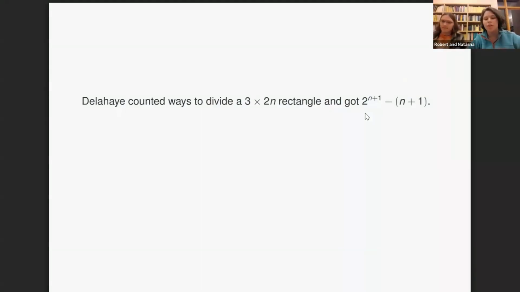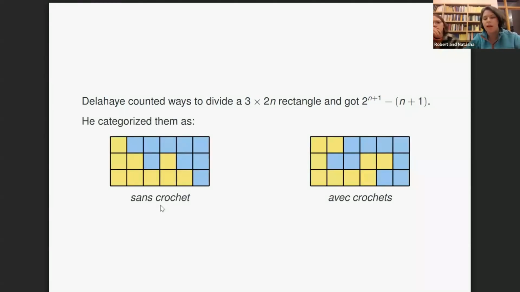So when he counted the 3 by 2n rectangles, he got 2 to the n plus 1 minus n plus 1, which is a very nice, simple formula. A little more complicated than the 2 by n, which is n over 2, but still very nice and simple. And the way he did this was he broke it up into 2 separate categories. There was sans crochet and avec crochet, without hooks and with hooks.